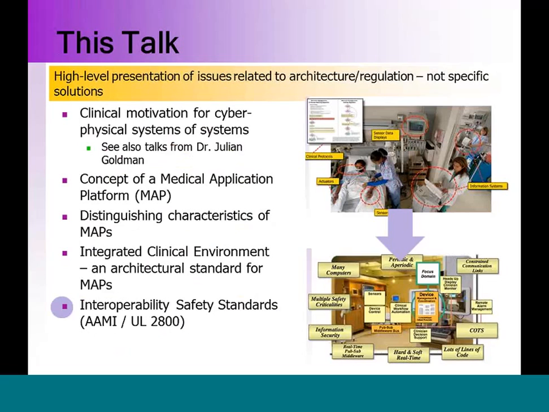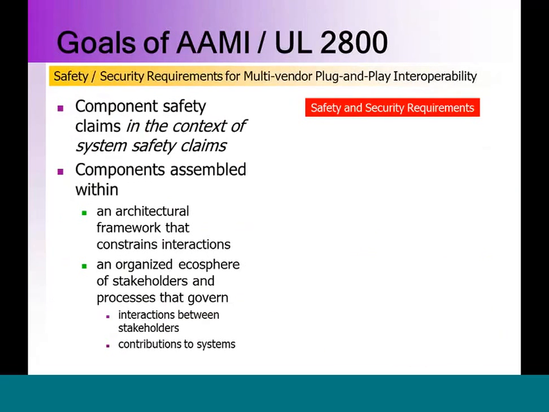So I'll briefly walk through the work that's been done on the standard. The goal here is to try to set up a family of standards, not just a single standard, that would enable this type of system to be built and put on the market and would clarify the regulatory pathway both for vendors and for regulators. So the theme is to try to do something that would allow component safety claims to be stated in the context of system safety, and then allow components to be assembled within an architecture that constrains interactions.